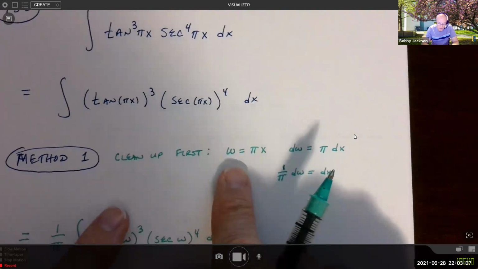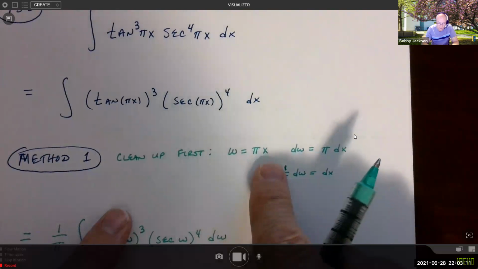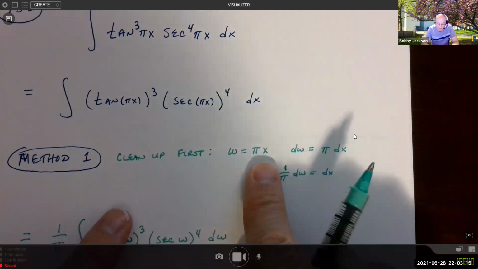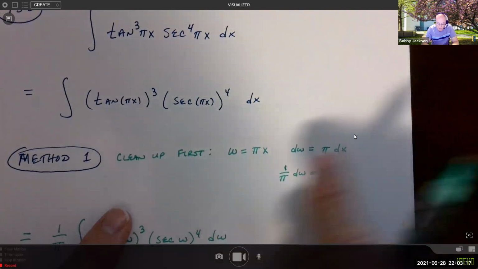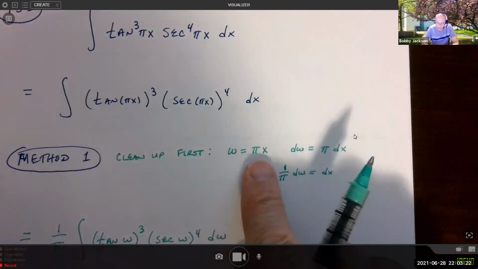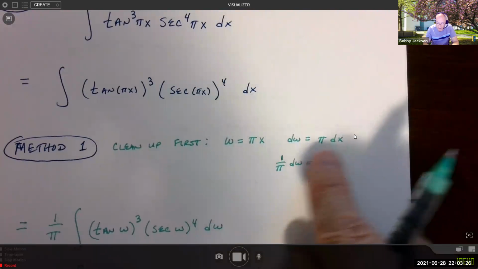I'm going to let W be pi x. So the derivative of W with respect to x is just pi, because pi is a constant. It's like the derivative of 3x is 3. So the derivative of pi x is pi. So dW over dx is pi. I get dW is pi dx.